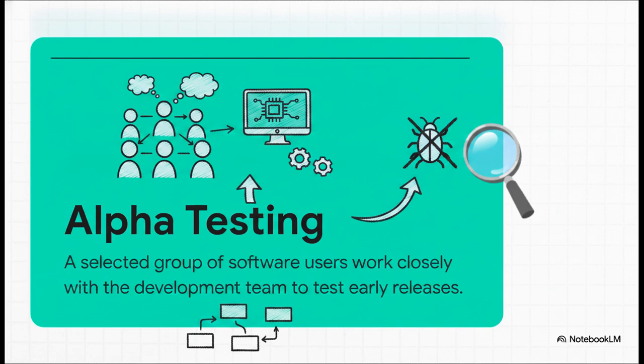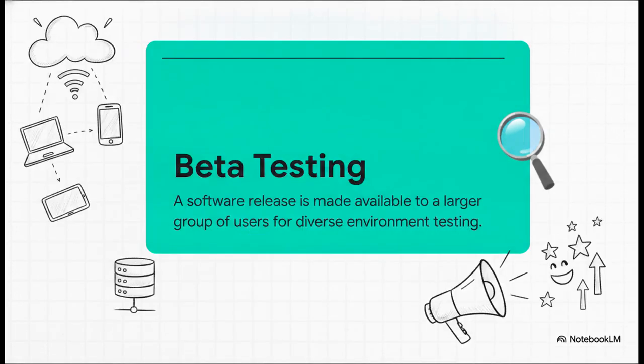Because the users and developers are sitting there working together side by side, they can catch all those non-obvious issues that developers just wouldn't spot on their own. You'll see this all the time in agile development, where user feedback is constantly rolling right into the next iteration of the software. Moving on to the second stage, we have beta testing.